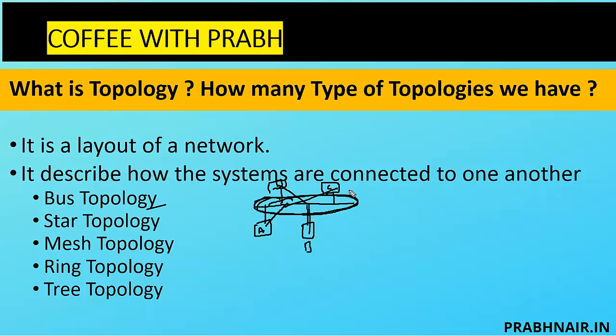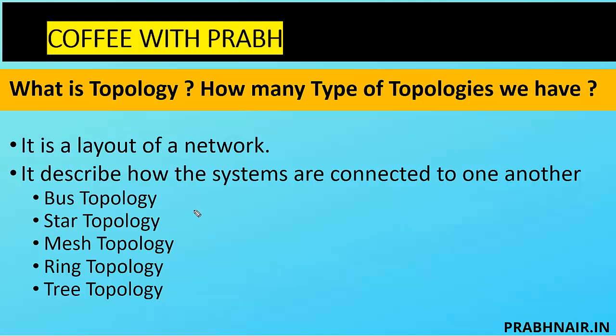But one thing is that if the media is down or corrupt, then the entire network gets impacted. So that is what is called a bus topology. In a traditional scenario, we use a coaxial cable to connect the systems, and that is where the bus topology is used. Second is called a star topology.